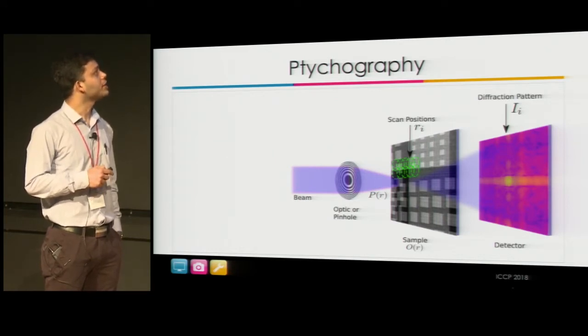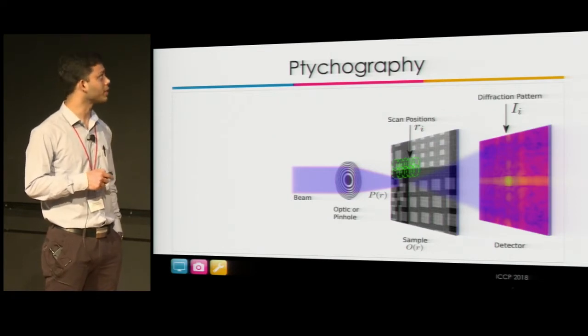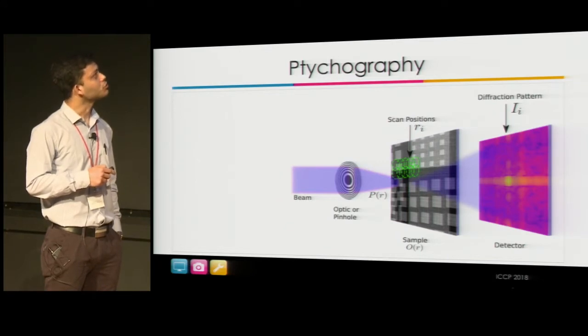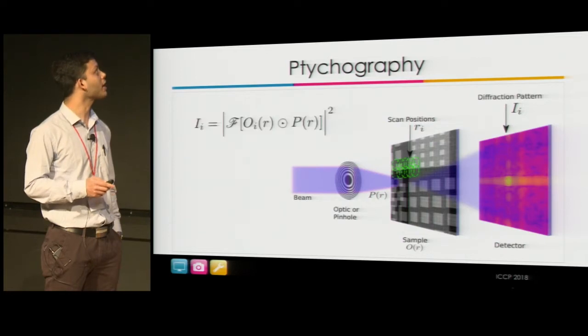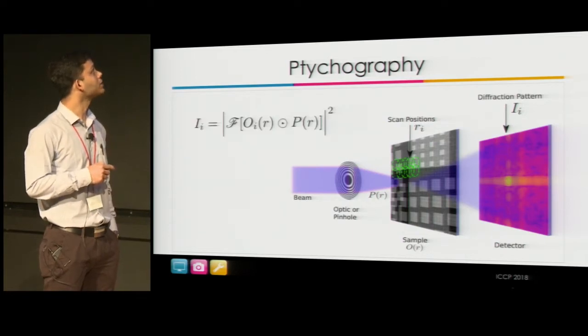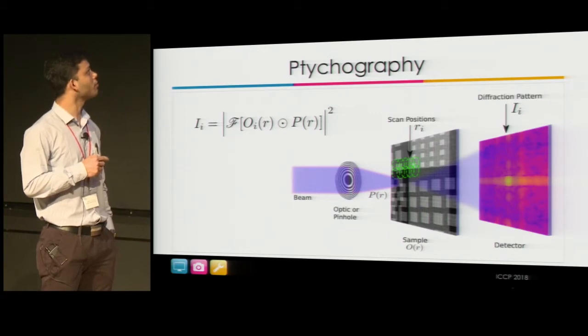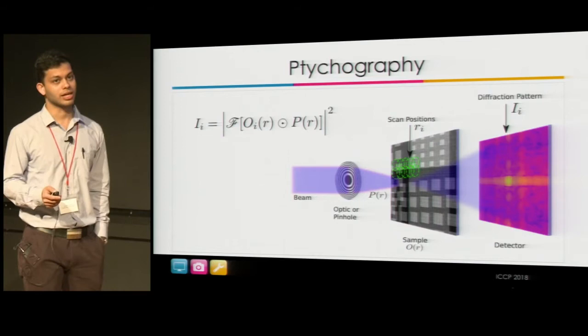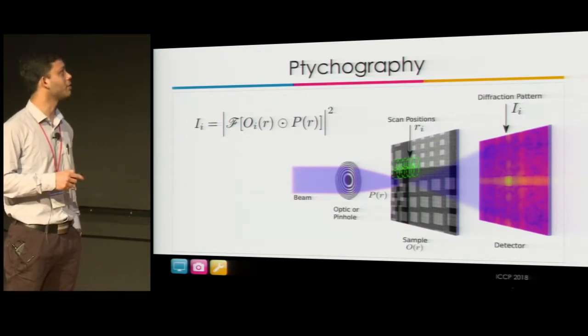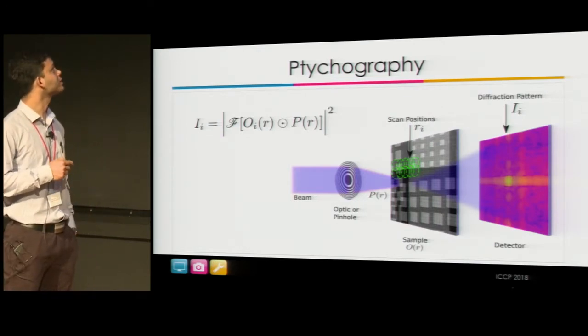Also, we have scan positions R of i, which are the X and Y coordinates of the position that we are scanning the object with. And so for a scan position R of i, you collect intensities I of i according to this forward model, which is the probe times the object at R of i. And we can do a Fourier transform because it's an approximation of the far field propagation, and the intensity is just the square of this.